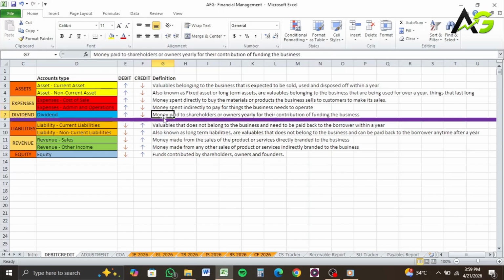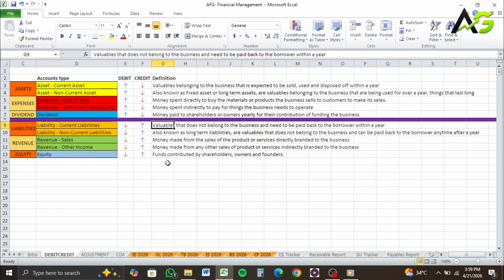Next one, dividend. Money paid to shareholders. Like the CEO you're working for, like I think I gave an example, if they contribute money to run the business, they will need some small stipend at the end of any period, maybe monthly or at the end of a year. But this one comes out of profit. The company makes profits and it can be collecting dividend.